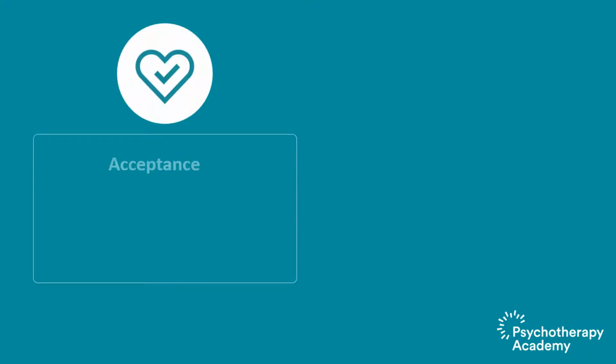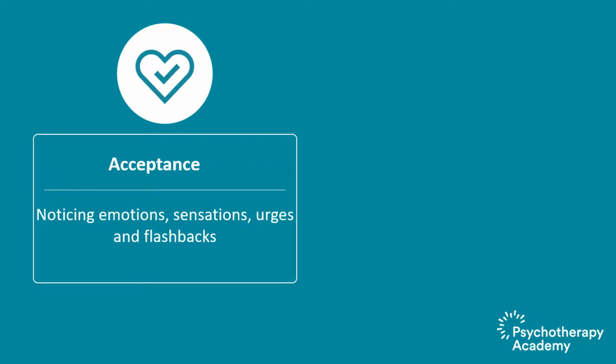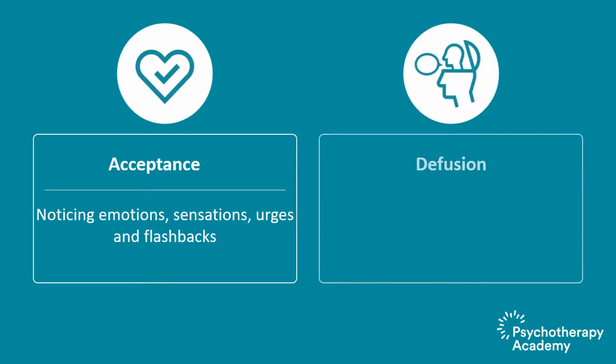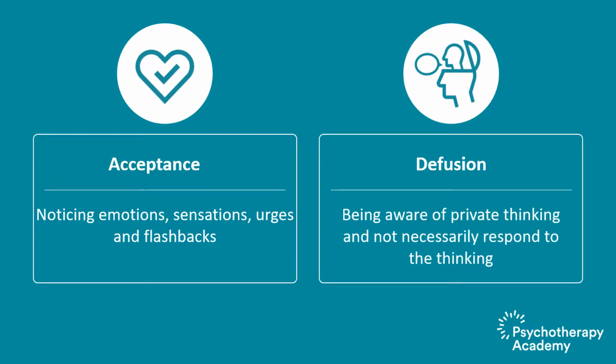Since we're just talking about this in an introductory fashion, I'll say that acceptance videos were teaching the idea that people can simply notice that they are having emotions, sensations, urges, and flashbacks, experiences related to feelings. And in these diffusion videos, we'll talk about how people can simply notice that they're having cognitions, private language, or thoughts. People can simply be aware of their private thinking and not necessarily respond to the thinking.